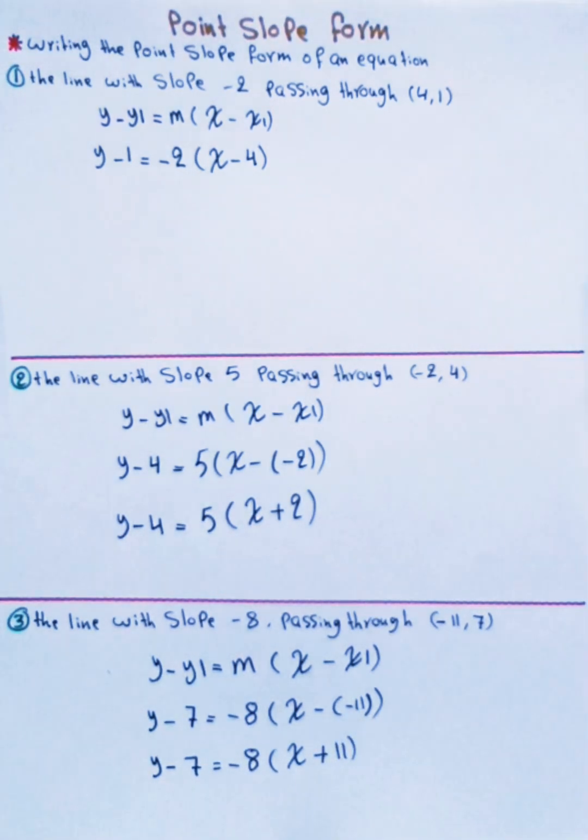So this is the equation of the line that the slope is negative 8 and passing through negative 11 and 7.